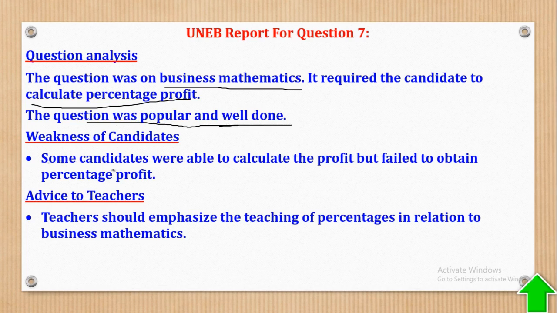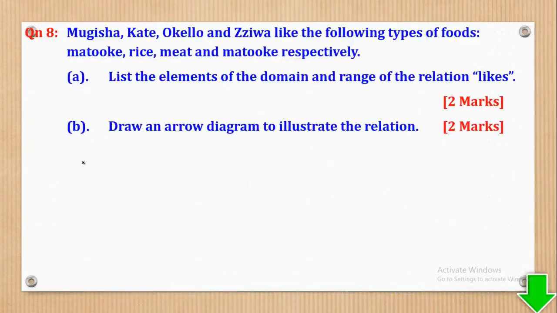However, there are some candidates who were able to calculate profit, but when it came to calculating percentage profit, they used the wrong formula. Most candidates were saying percentage profit is equal to profit over selling price, yet it's supposed to be profit over buying price multiplied by 100. So the advice is that teachers should emphasize the teaching of percentages in relation to business math. In other words, when you are teaching business math, you revise percentages also. So that was question 7. Now I shall go to question 8.